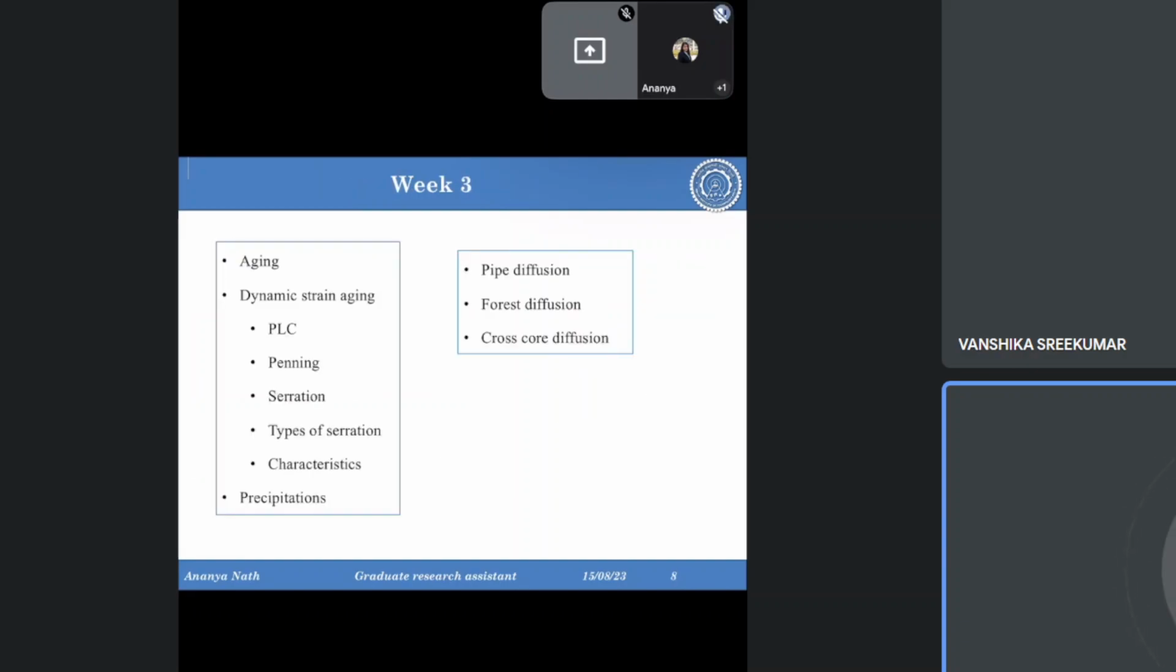So next we'll start with the topics of the big three. First, we need to understand the part aging. So I'll ask you what you understand by aging? Then only we can go to dynamic strain aging.